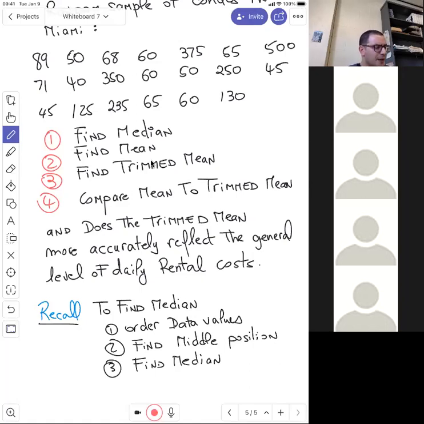So here in this exercise, we have 20. This is a sample, and the size of this sample is 20. We have 20 data values, right?